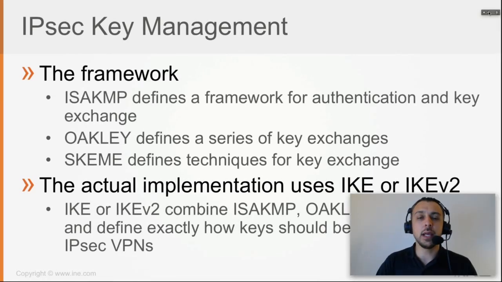Because ISAKMP, Oakley, and SKEME were pretty open, and since we want inter-vendor interoperability to run an IPsec VPN tunnel, we need to tell everybody how the key management negotiation process should happen and exactly how, because otherwise you're not going to be able to run an IPsec VPN tunnel between a Cisco device and other vendor devices, a Juniper, Fortinet, whatever, doesn't matter.